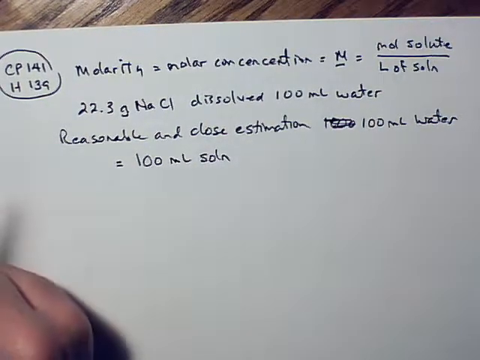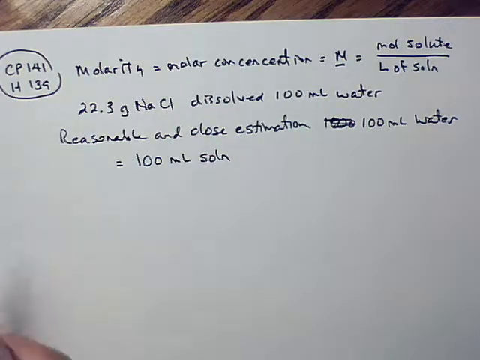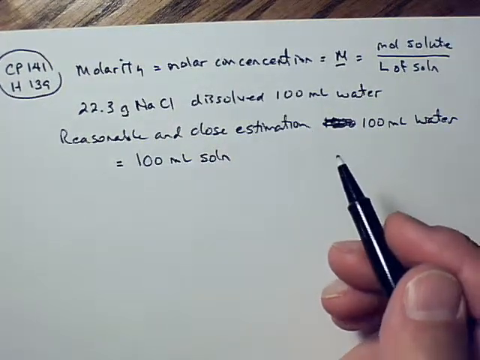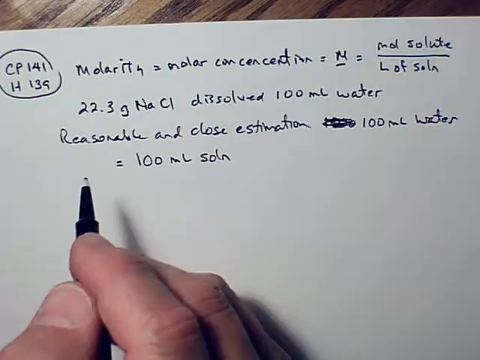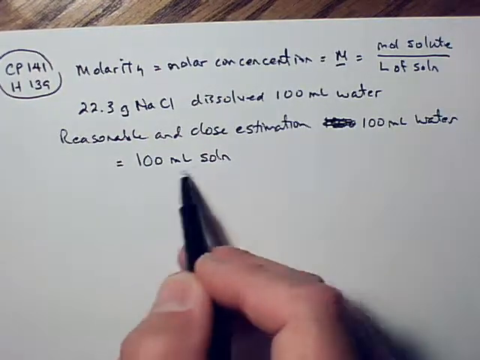Now, not all salts work exactly like that. Not all things you dissolve in water work exactly like that, but table salt works pretty much like that. You don't change the volume very much. In fact, if you're really careful with the measurements, you can put salt in water and actually make the volume shrink. All right, so then we can say that 100 milliliters of water is the same as our solution.